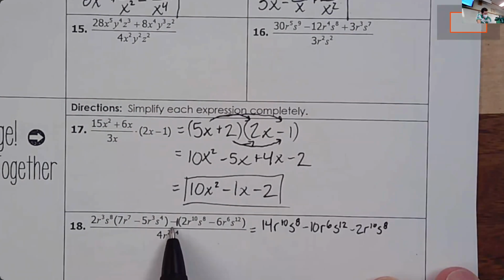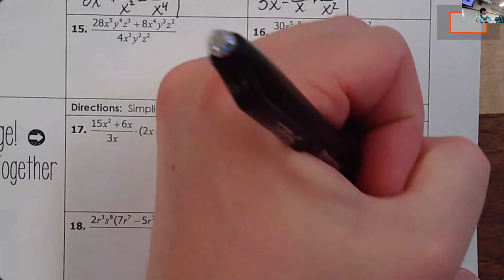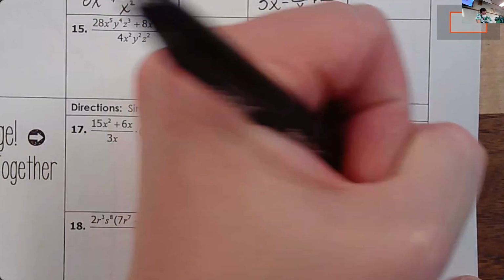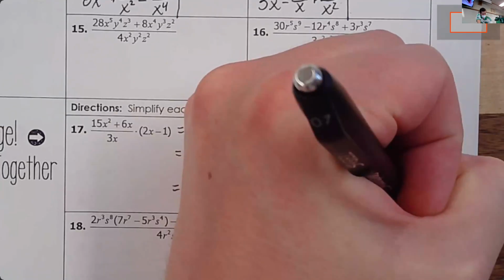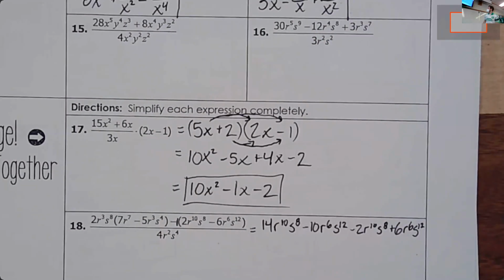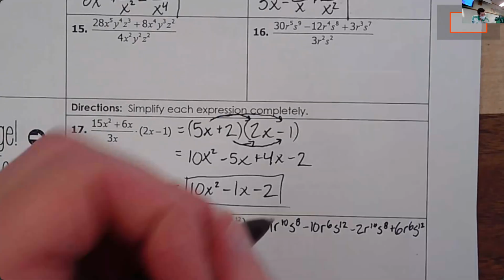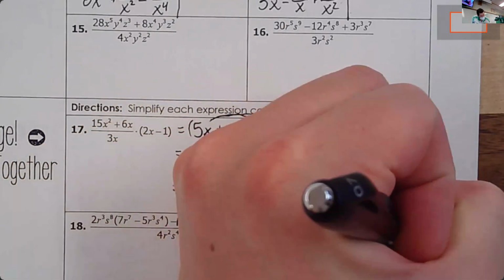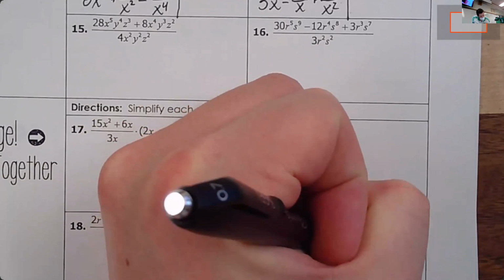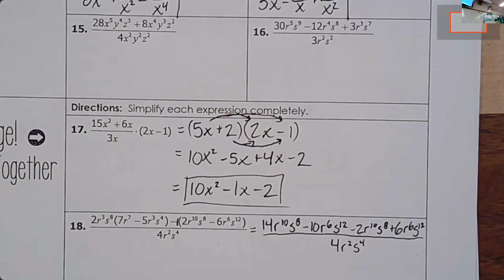And then the -6 will turn into a positive, so plus 6 r to the 6th s to the 12th. And that's still going to be over that 4r squared s to the 4th power. All right, so step 1 is complete. We've distributed the 2r to the 3rd s to the 8th, and we've distributed the negative.